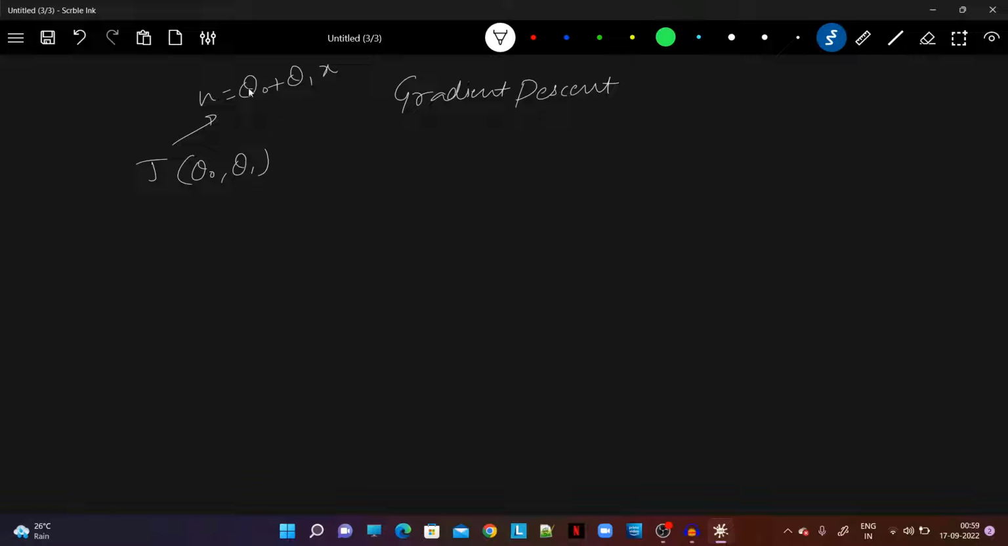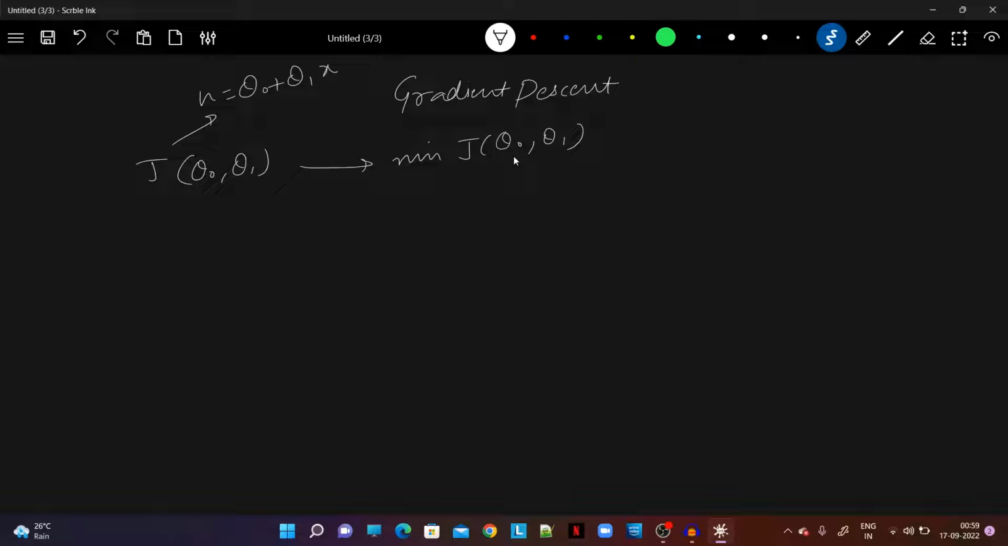So basically we have two parameters that are the trainable parameters, and based on these parameters you have to fit a function such that theta naught and theta 1 are such that your cost function is minimum. That is what you want. You want to minimize J of theta naught comma theta 1.